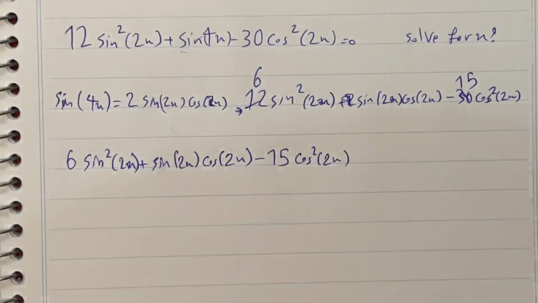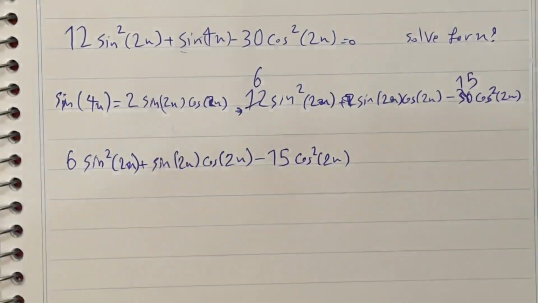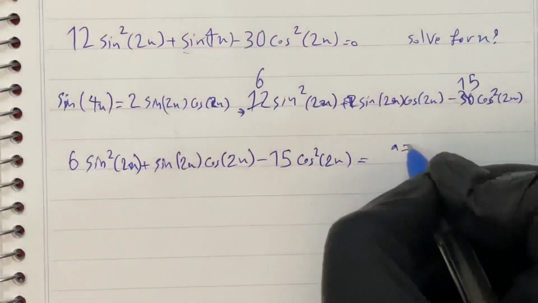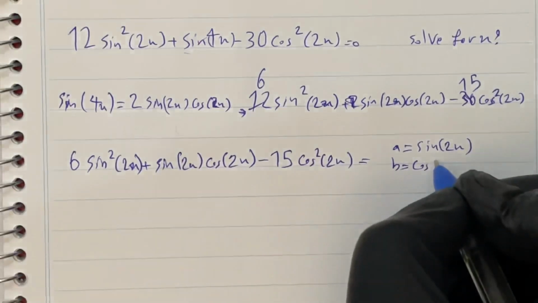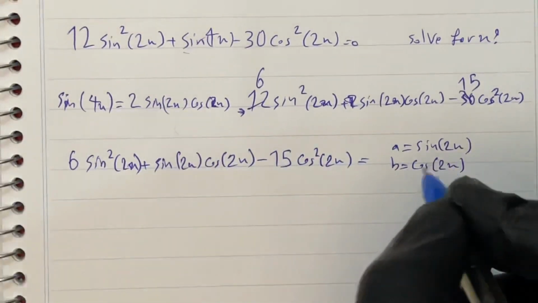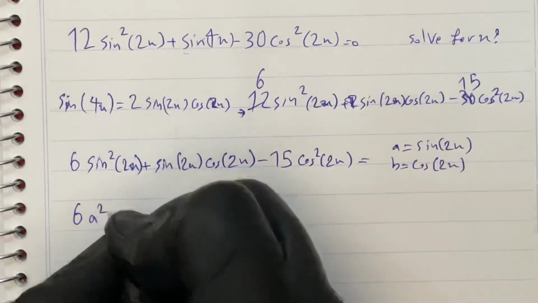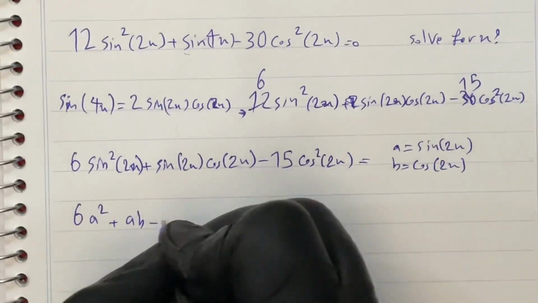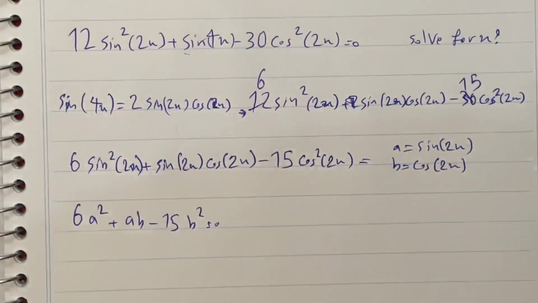Now this is my favorite part, the substitution part. Because sine and cosine are not too easy to work with, we just substitute a equals sine of 2x and b equals cosine of 2x. So let's substitute these values here. We would have 6a² plus ab minus 15b². So now let's factorize it.